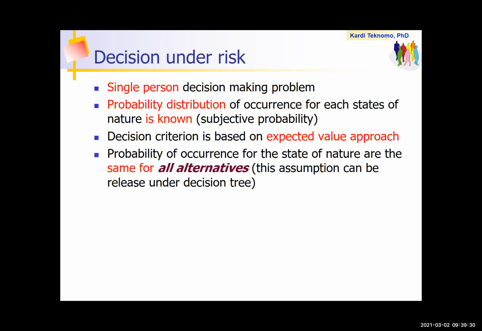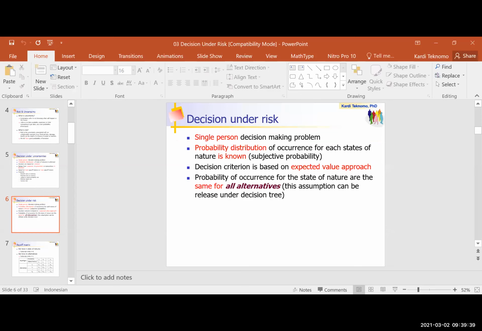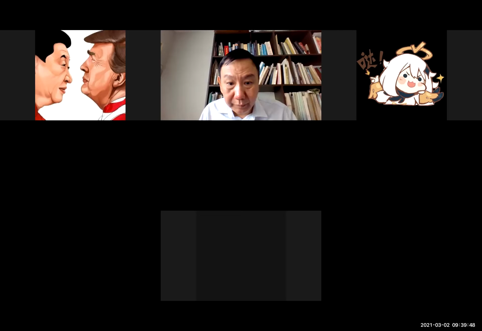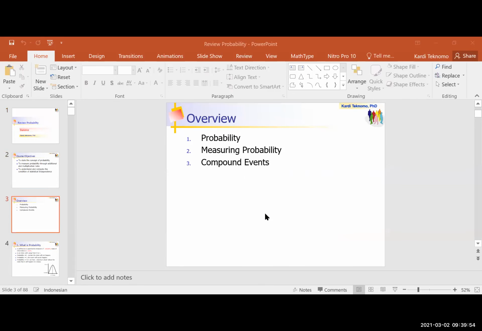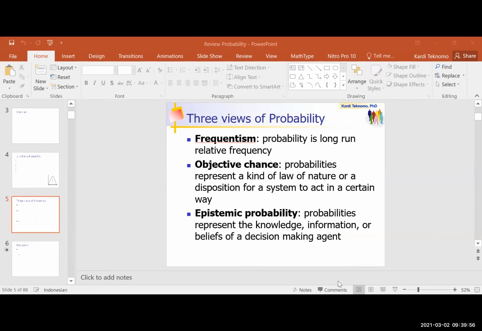Okay. As you may know, we have three types of probability. Maybe I should show you the slide. Where did I put it? Let me share the screen on probability. Here it is. Can you see it?